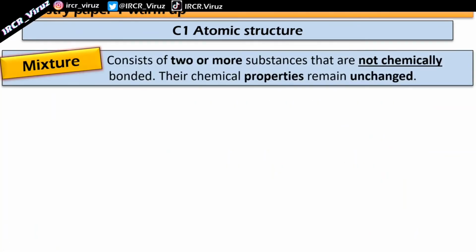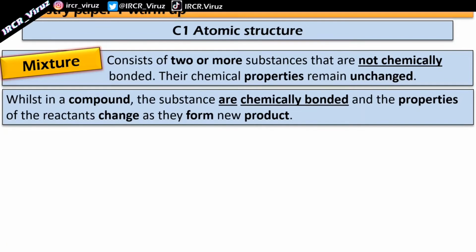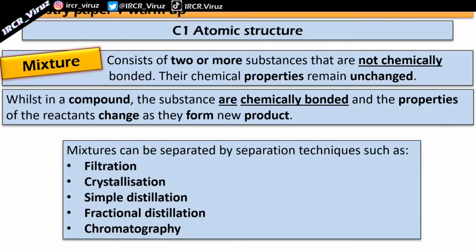Now, a mixture consists of two or more substances that are not chemically bonded and their chemical properties remain unchanged, whilst in a compound the substances are chemically bonded and the properties of the reactants change as they form a new product. Mixtures can be separated by the following separation techniques: filtration, crystallization, simple distillation, fractional distillation, and chromatography. Okay, now something important for you to remember here is that mixtures are combined but not chemically bonded, whilst a compound is combined and chemically bonded. Okay, so they make something absolutely different to the reactants.